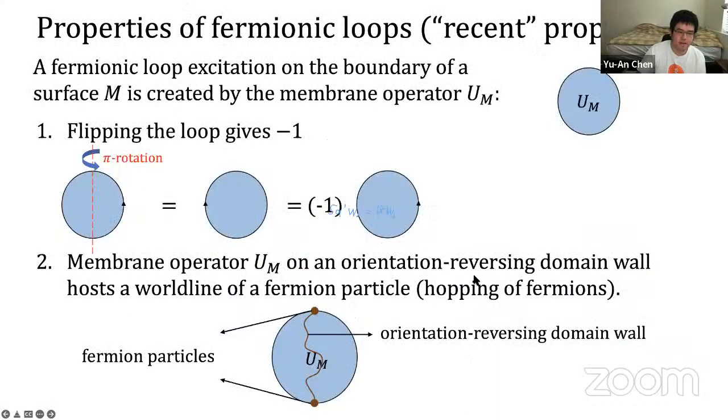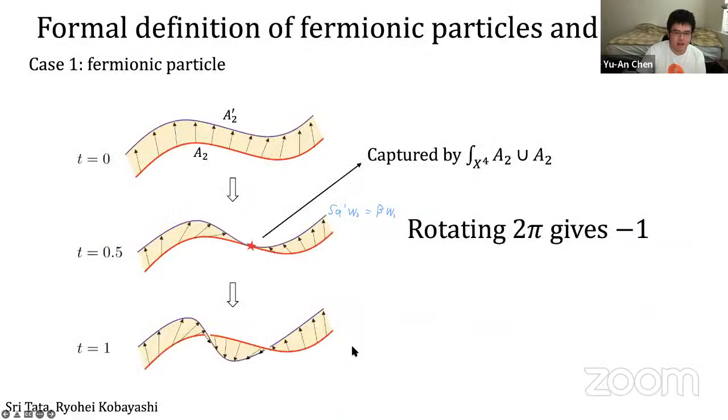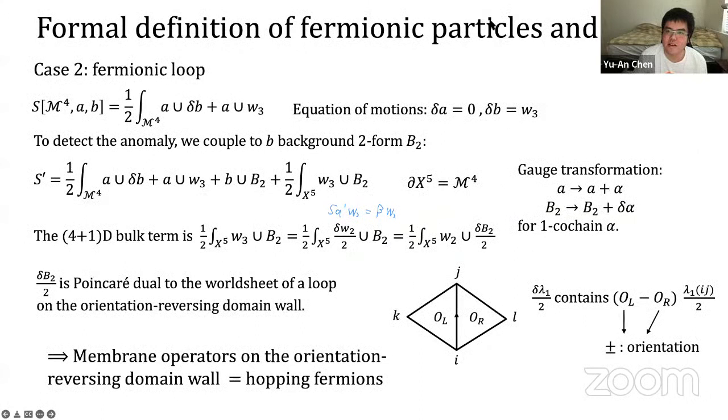Any questions? Oh, sorry, I should create this annotation. My bad. So the conclusion is that when we have delta B equal to W3, the physical meaning is as described before. That's the reason why I want to argue about the particle excitation on the domain wall.